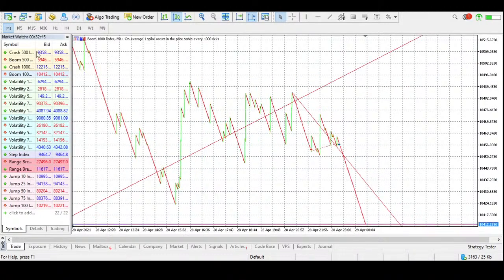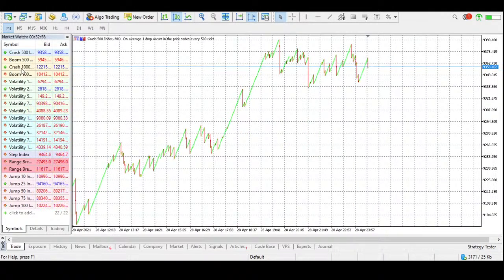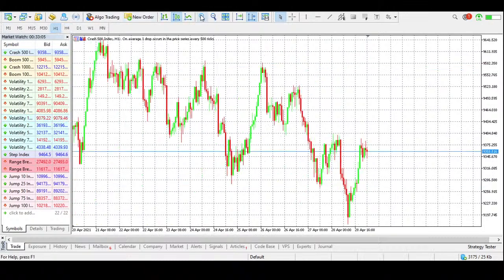Okay, so basically I think I'll bring my analysis to an end until you guys have anything you want us to talk about. What's happening on Crash 500? Yes, this is the market.